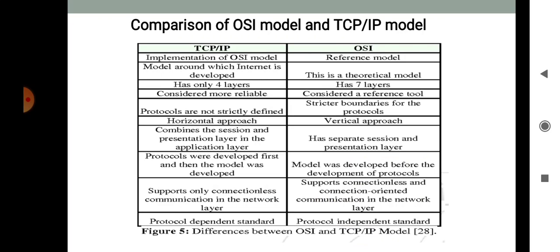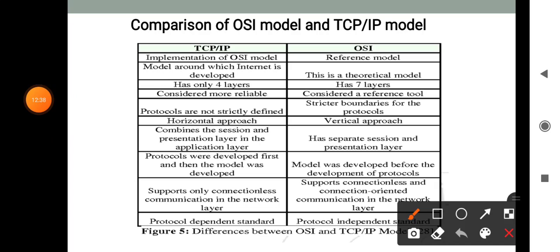First is TCP/IP and then second is the OSI model. TCP/IP is an implementation of the OSI model, which is the reference model. TCP/IP is the model around which the internet is developed, and OSI is the theoretical model. Then TCP/IP has only 4 layers and OSI has 7 layers.